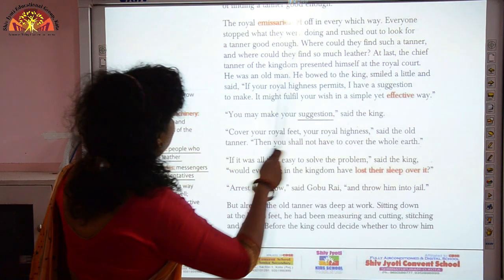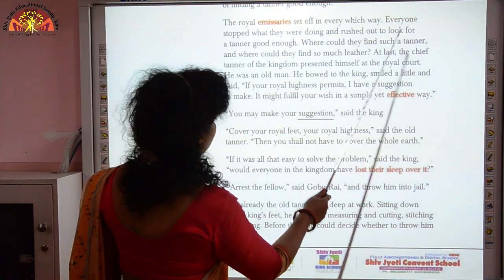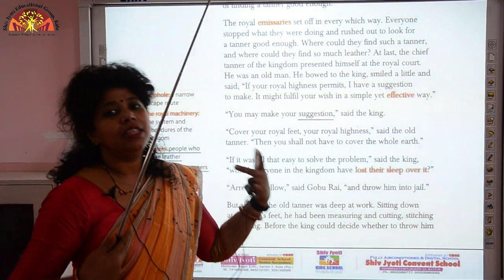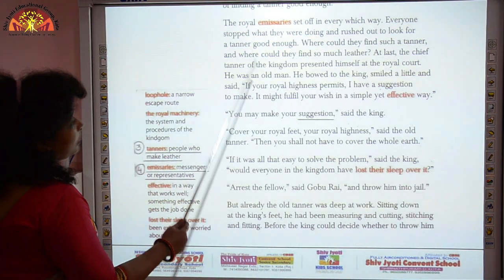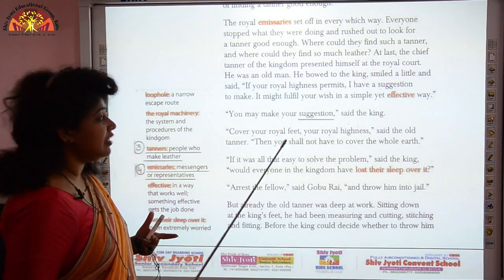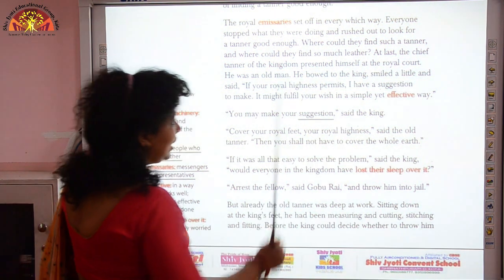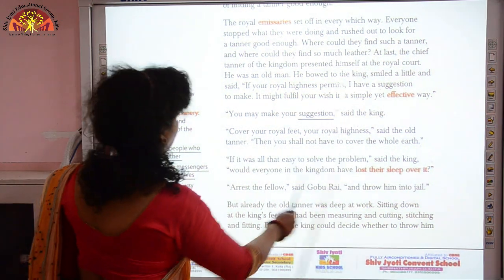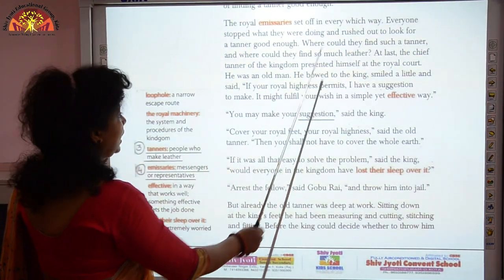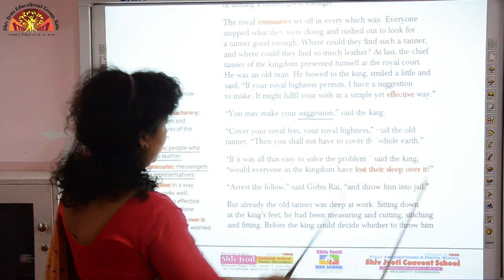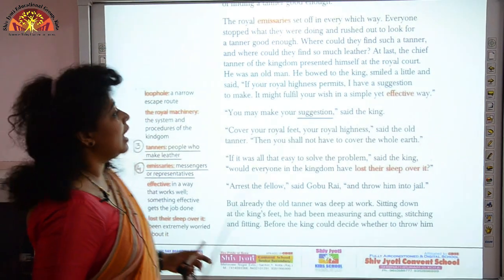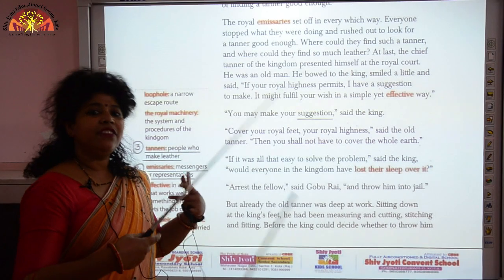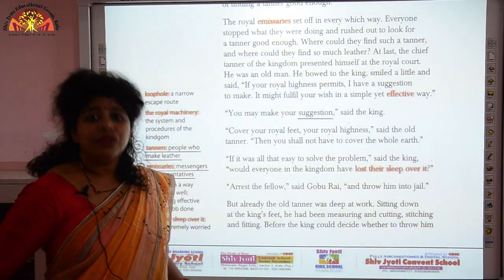At last, the chief tanner of the kingdom presented himself at the royal court. So then there appeared the chief tanner, and he presented himself before the king. He was an old man. The chief tanner was an old man. He bowed to the king, smiled a little and said, "If your royal highness permits, I have a suggestion to make. It might fulfill your wish in a simple yet effective way." What is effective way? In a way that works well. So the chief tanner brought an effective solution before the king. So what was the solution?